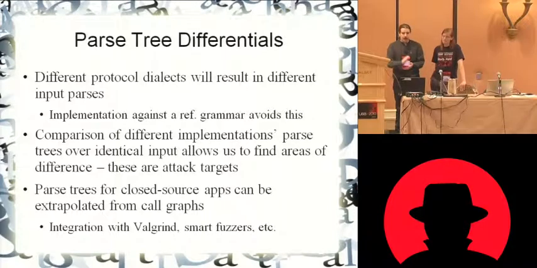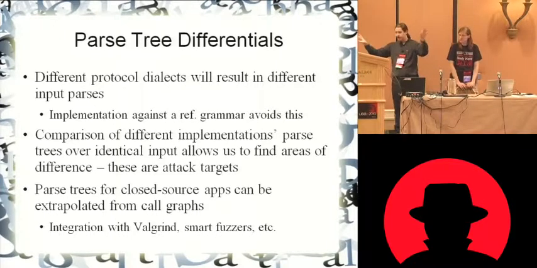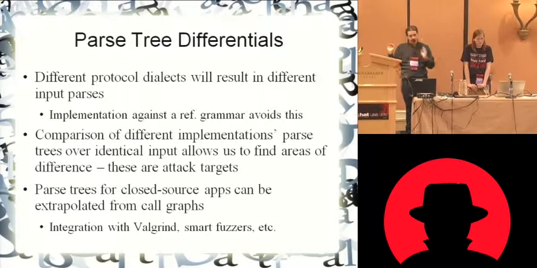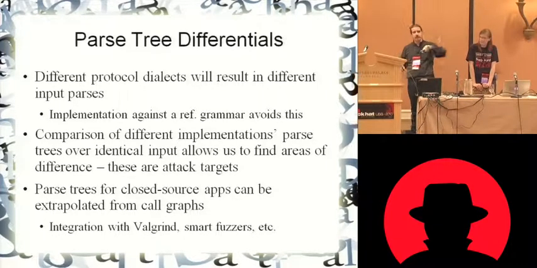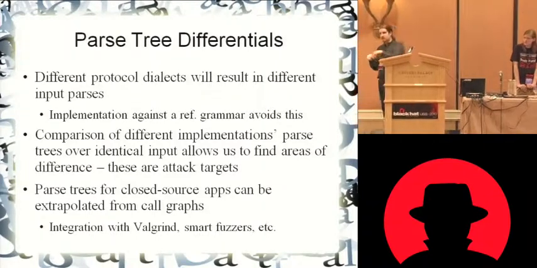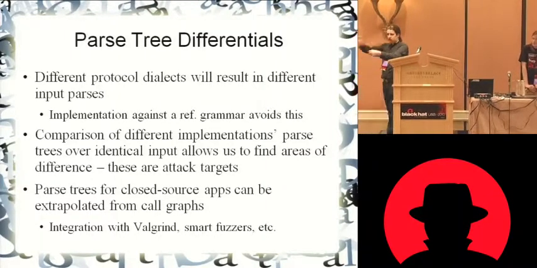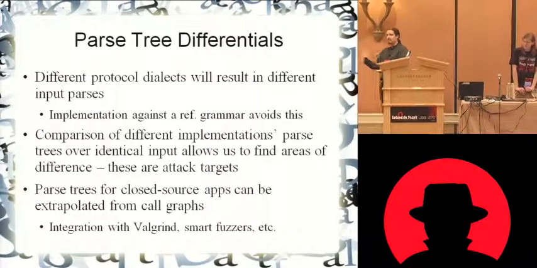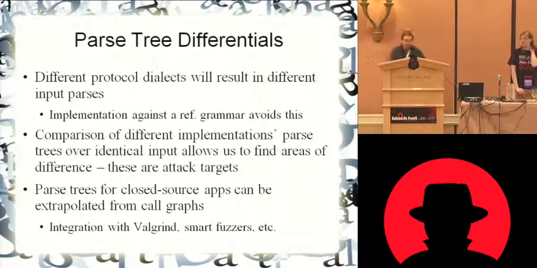So, you've got your two different parse trees for your two different implementations. You want to look at them, find the points of difference, find the inputs that will get your input packets to those points of difference. It's basically get them parsed far enough that they have to be handled by the areas that differ. That's your weak point. That's your attack point. That is where you're going to have fun.